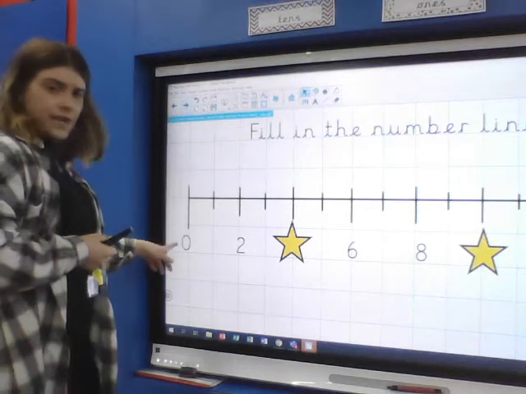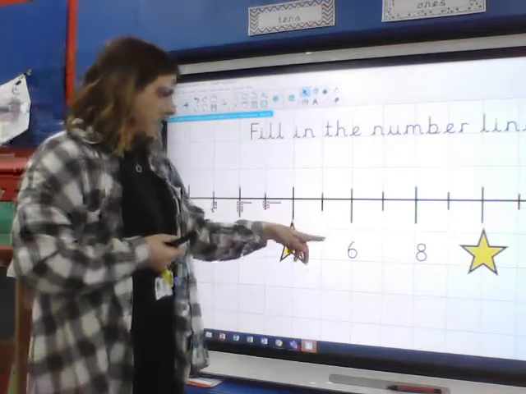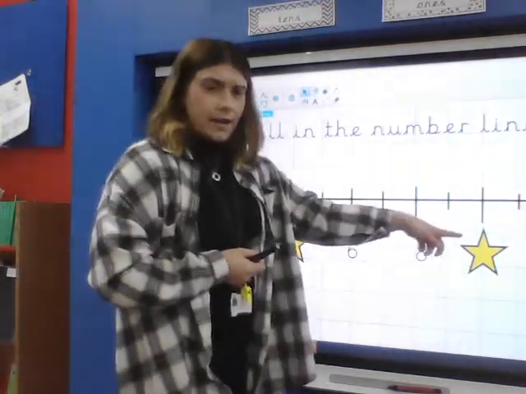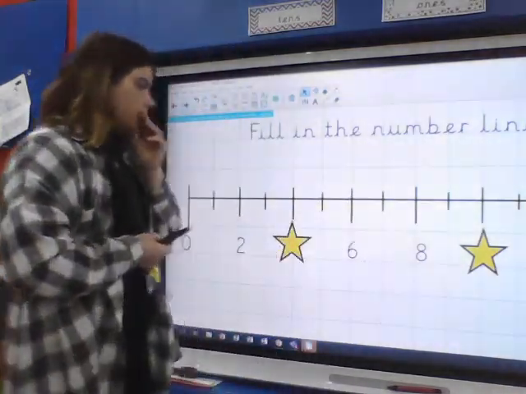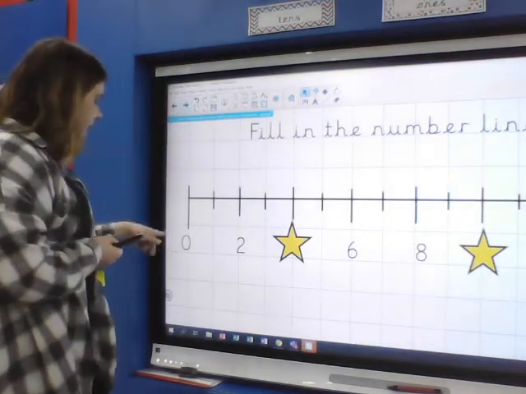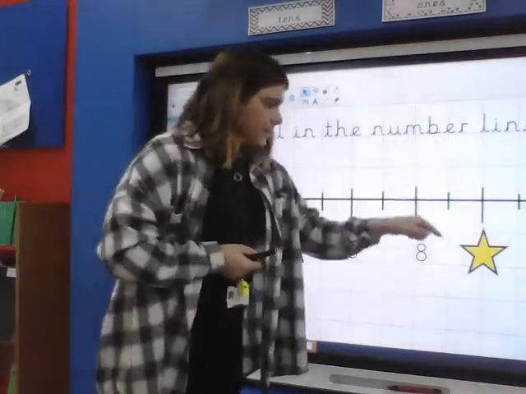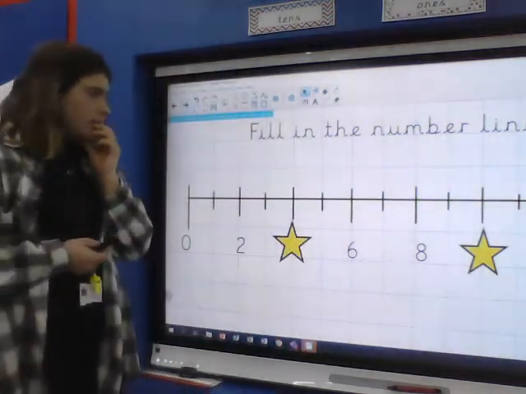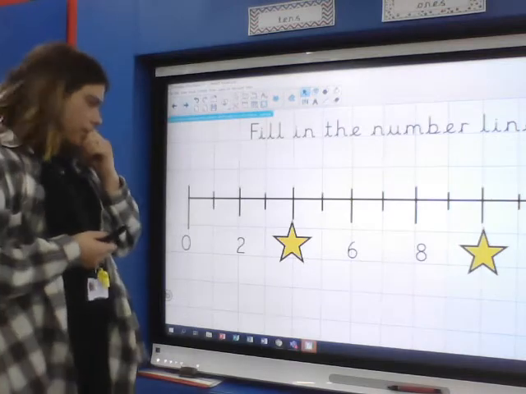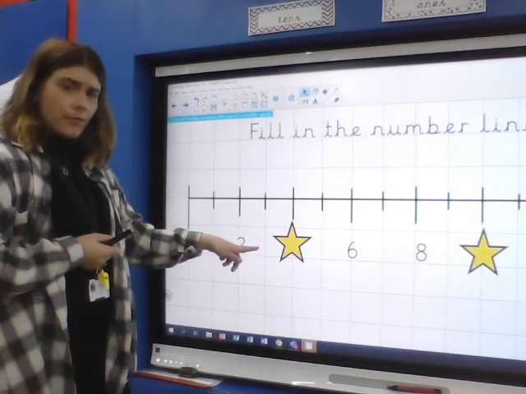Okay, so I've got 0, 2, blank, 6, 8, blank, 12. What does it sound to you like I'm counting in there? 0, 2, blank, 6, 8, blank. Sounds to me like I'm counting in twos. 0, 2. Write on your whiteboard what will go here.